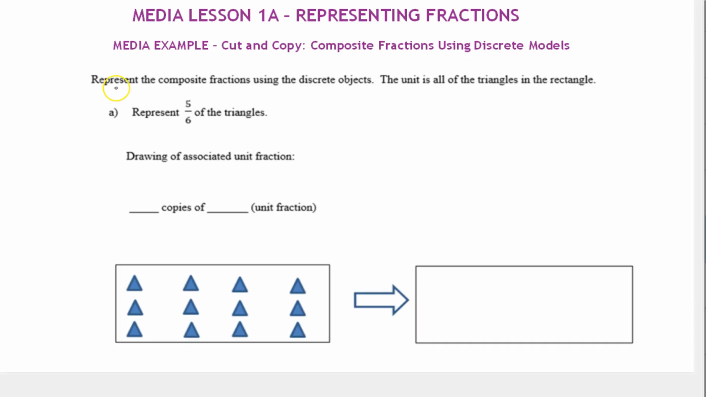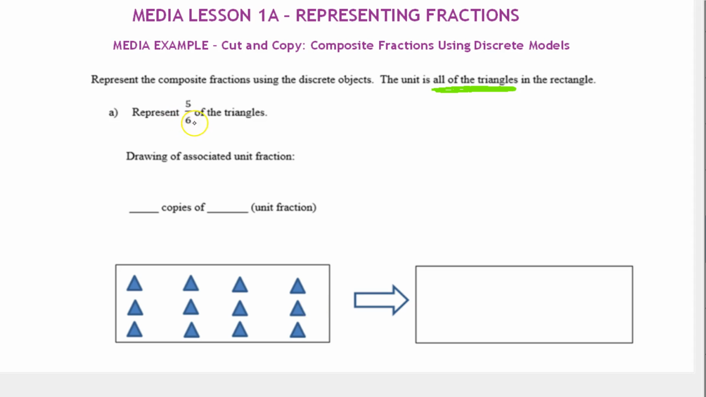In the next two examples, we're going to represent the composite fractions using discrete objects. Remember the triangles that are separate. The unit is all of the triangles in the rectangle. So this is our unit. There's 12 triangles here, but we're not thinking of this as 12. This is 1. I know it's weird, and each triangle would be 1/12 of the unit.